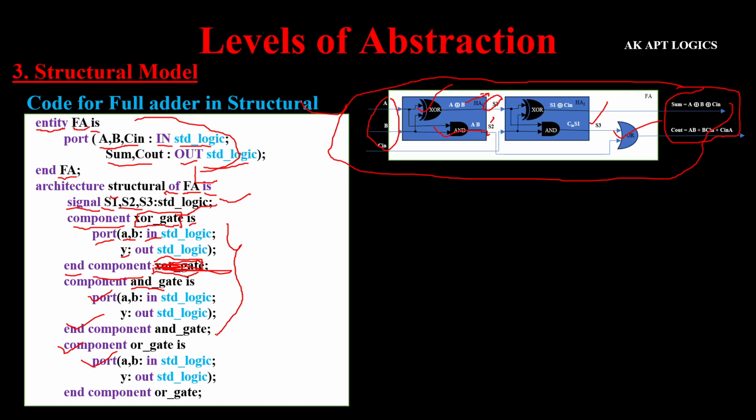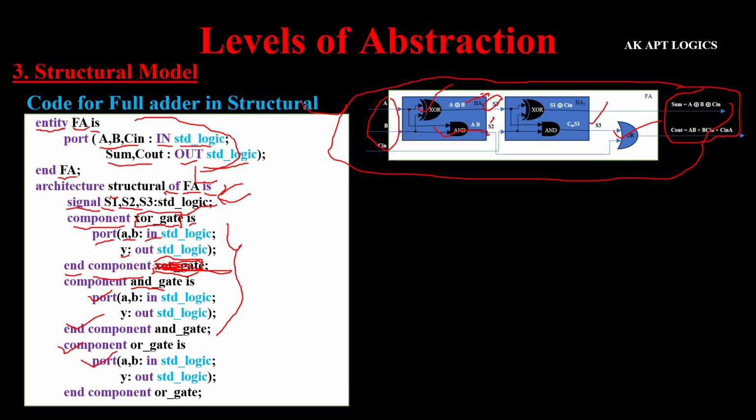Why only three? Because this particular full adder needs only three leaf cells: the XOR gate, AND gate, and OR gate. And I also mentioned the signal declaration, the intermediate signal declaration.